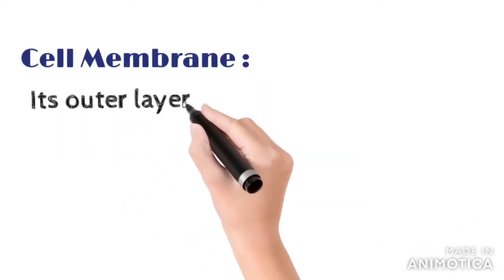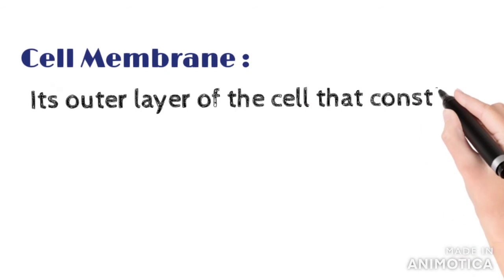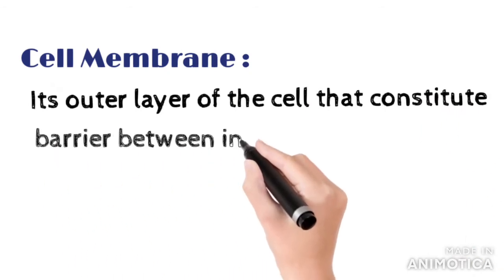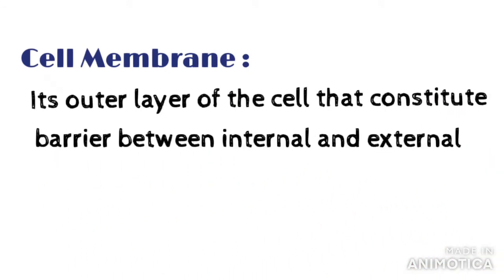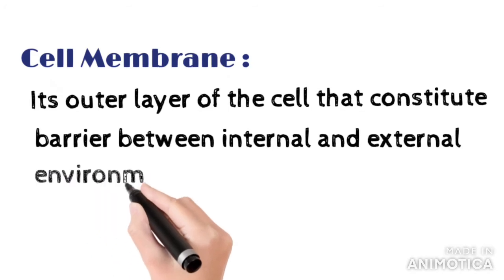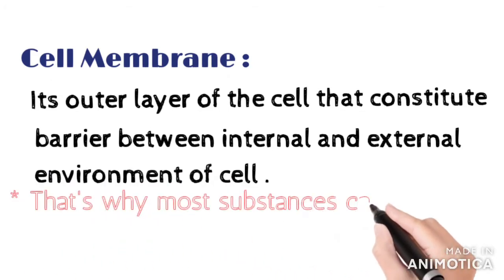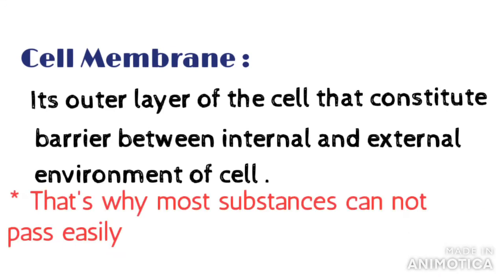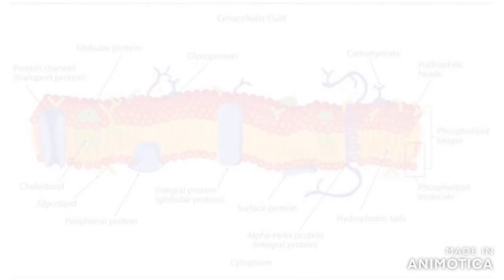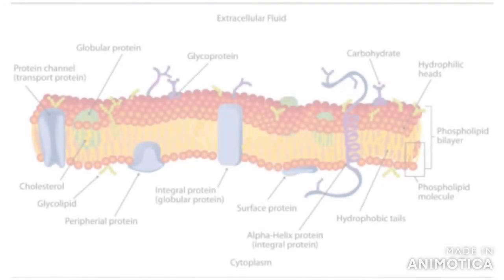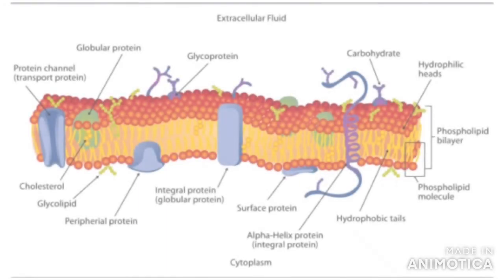Cell membrane is the outer layer of the cell that constitutes the barrier between the internal and the external environment of the cell. Only few substances can pass through it, that's why we call it a semi-permeable membrane. Now see this picture. This is the picture of cell membrane.